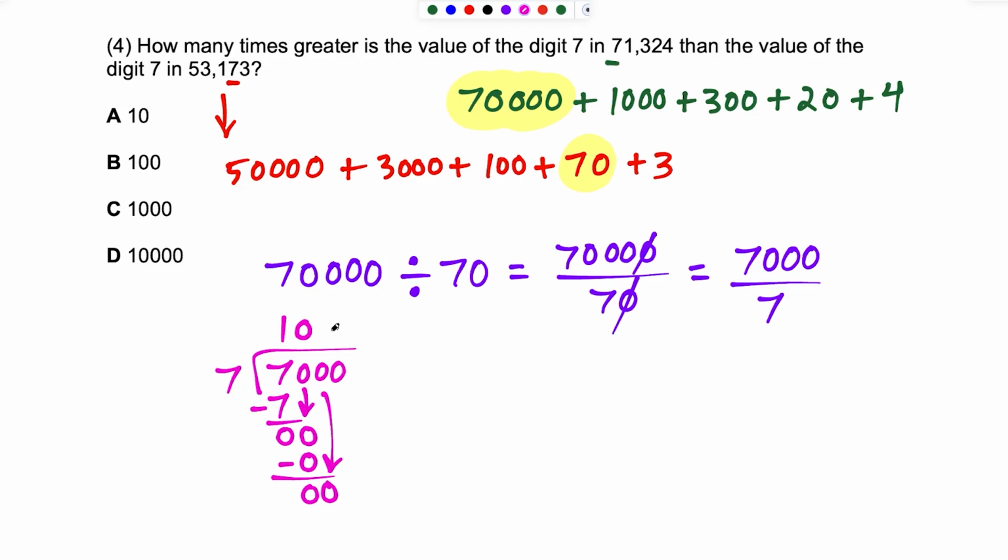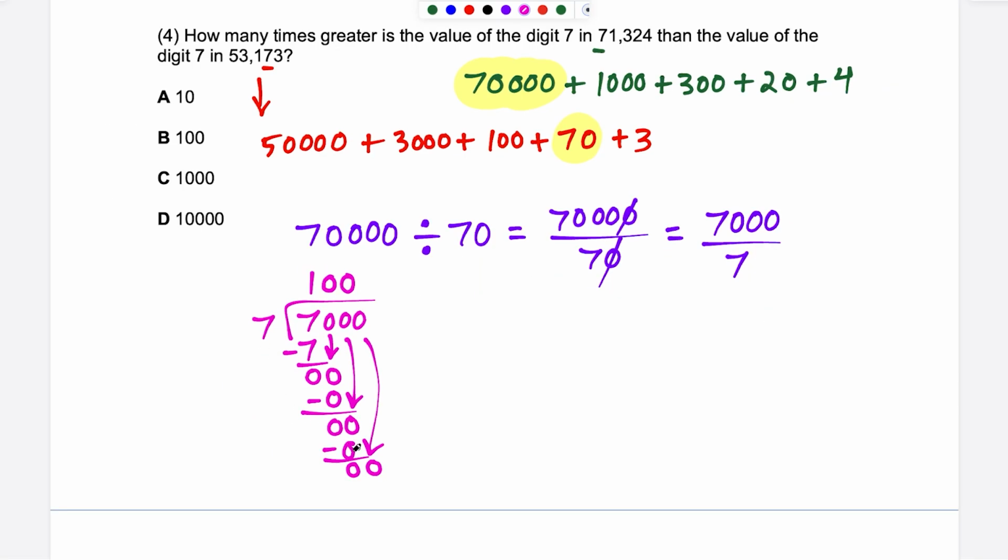7 goes into 0 0 times. 0 times 7 is 0, and we subtract. And now we have another 0. We bring down the last 0. And then we do 0 divided by 7 is still 0. And we have 0 times 7 is 0. We subtract, and this tells us we have a remainder of 0, which means these two numbers divide evenly. And this tells us that the value of the digit 7 in the first number is 1,000 times greater than the value of the digit 7 in the second number. So choice C is our answer.